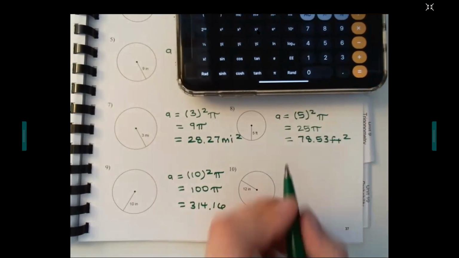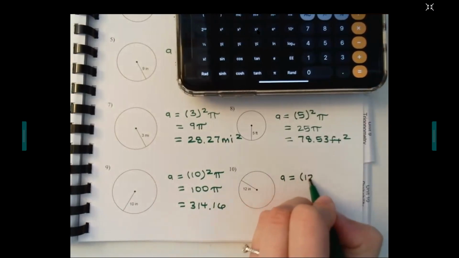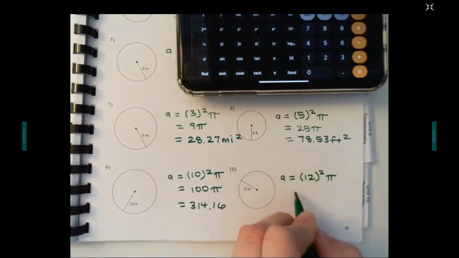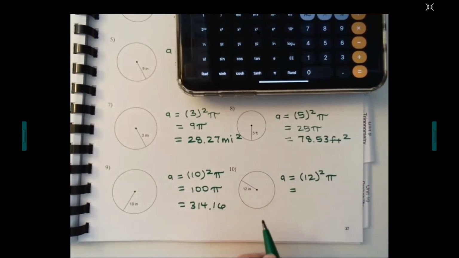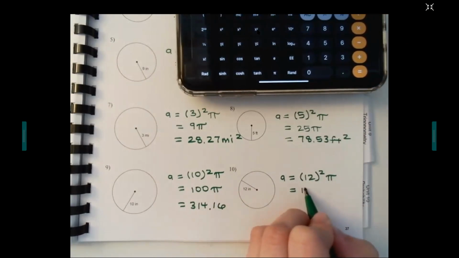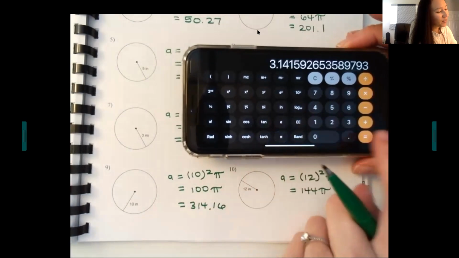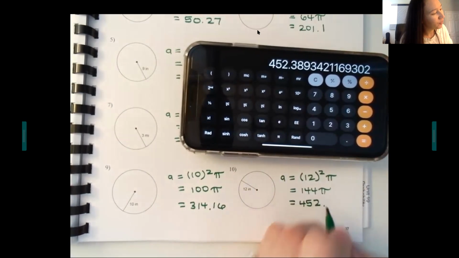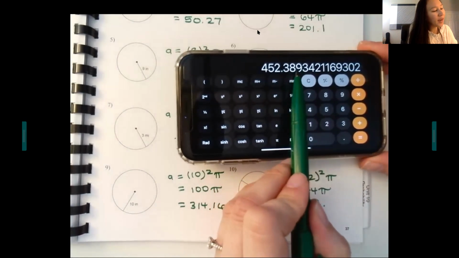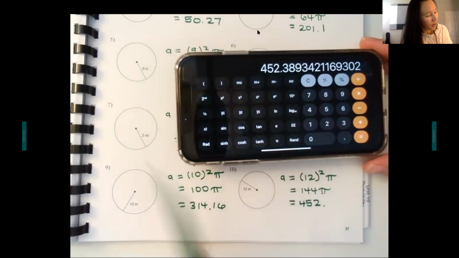For the next one, I got A equals 12 squared times pi. Very good. In the area, not A. And then I got 144 times pi. Excellent. And then I got stuck at the decimal right here too. Yep, let's see. So 144 times pi is 452 point 38, and then the number after it is a 9. So am I going to keep it at 8 or am I going to round up to 9?